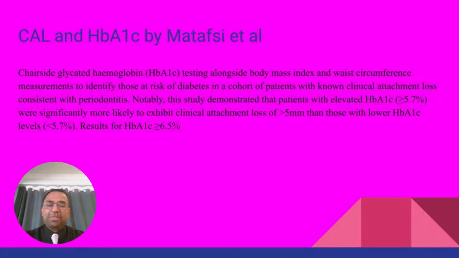Another study established the relation between CAL and HbA1c. This was done by Matafsi et al. In this study, it was demonstrated that anyone who has an HbA1c of over 5.7 is significantly more likely to exhibit clinical attachment loss, or CAL, greater than 5 millimeters, and those who had an HbA1c less than 5.7 had less clinical attachment loss.